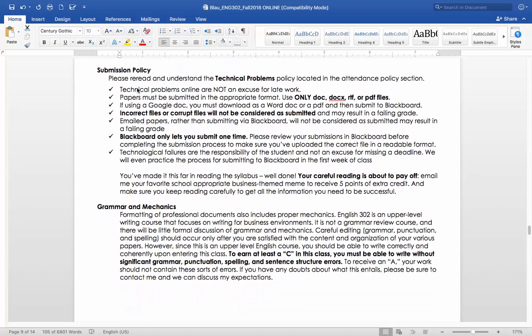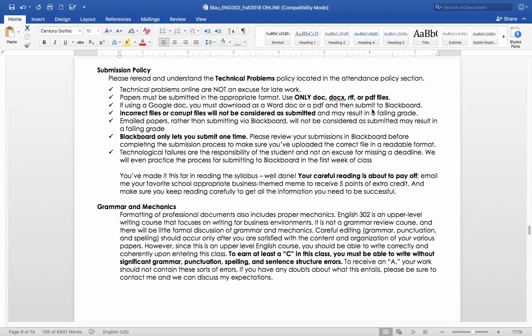So the submission policy, remember that technical problems are not an excuse for late work. Papers must be submitted in the appropriate format, doc, docx, RTF, or PDF. This is important because in the business world, if you're asked to submit a paper in a specific format and you don't, you will not be considered for the job, or your project will not be considered as complete. So you need to follow instructions that you're given. If you're using a Google Doc, download it as a Word doc and then submit it to Blackboard.